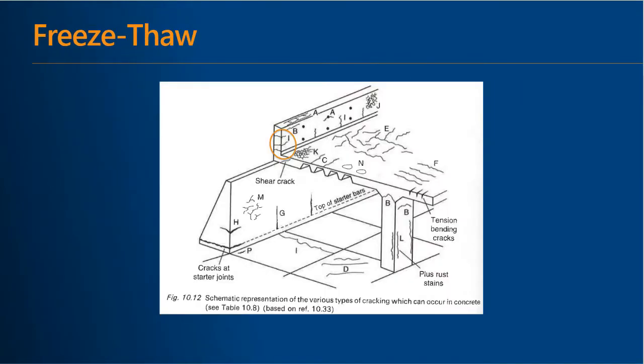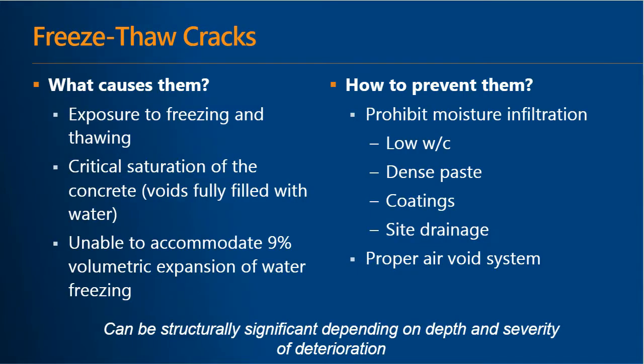So if we think about freeze thaw, these again can appear as cracks or surface spalling. These are going to be most common in the northern portions of the United States rather than the southern areas. But myself being in Cleveland, I see a lot of freeze thaw distress. So for freeze thaw distress, you need to have exposure to freezing and thawing, so hence the northern climate.